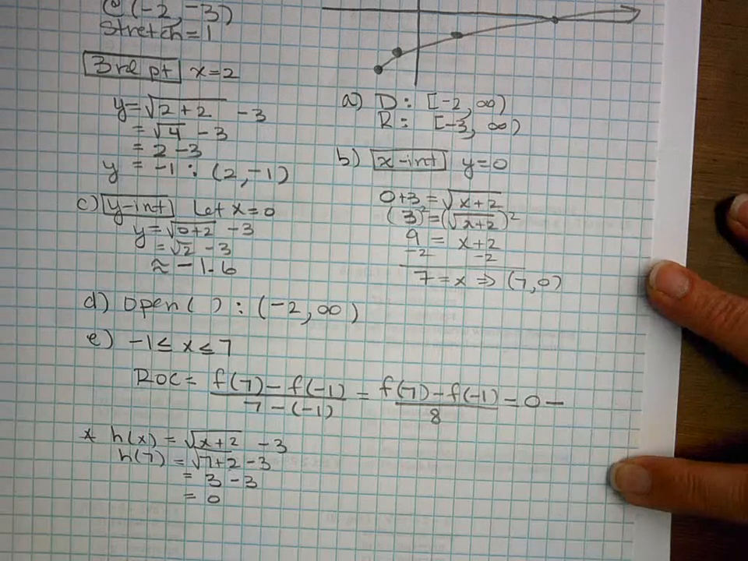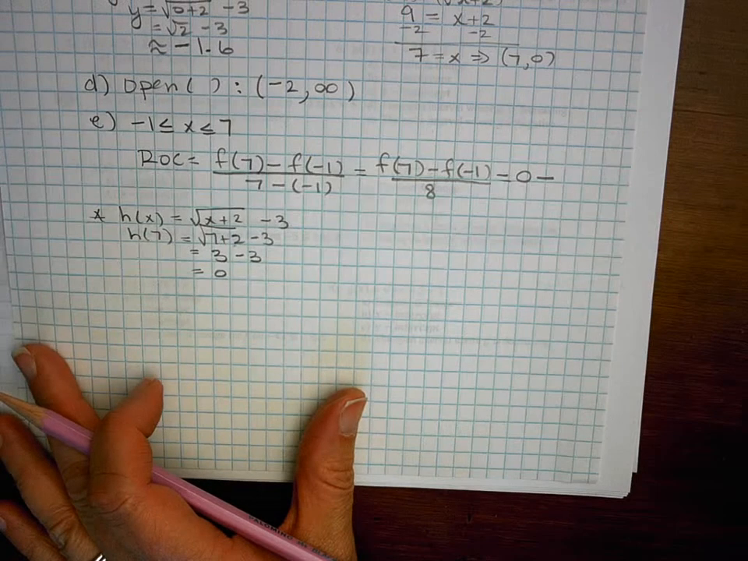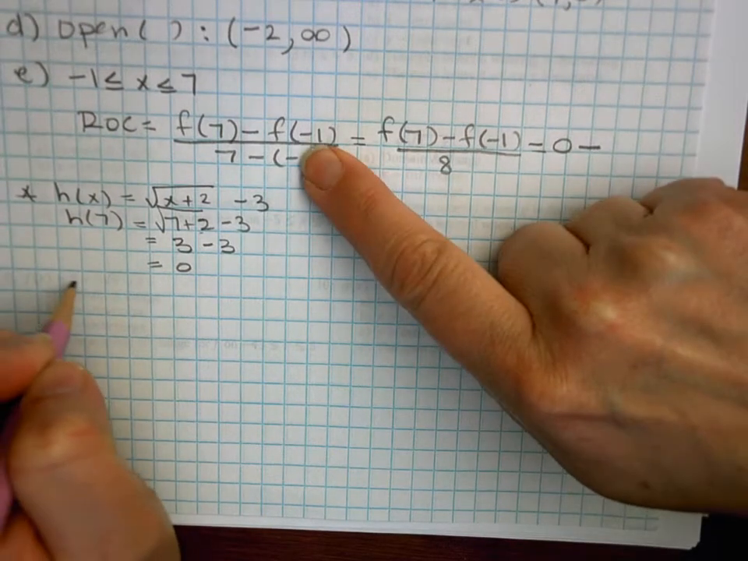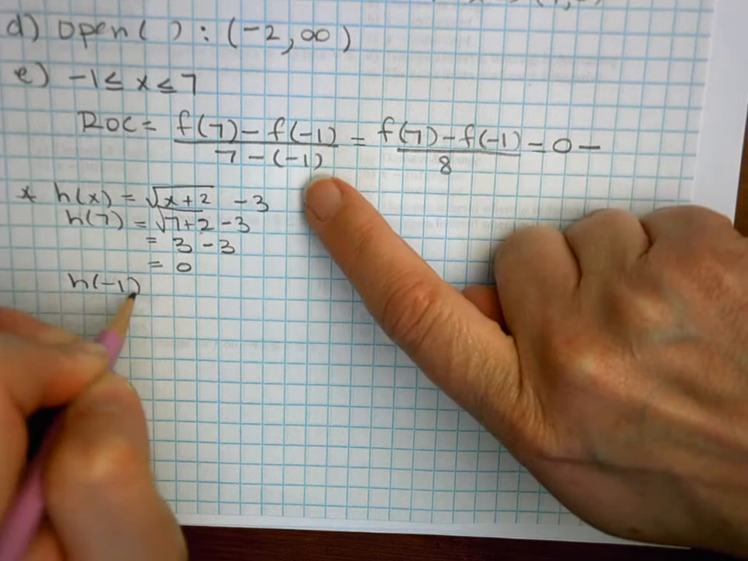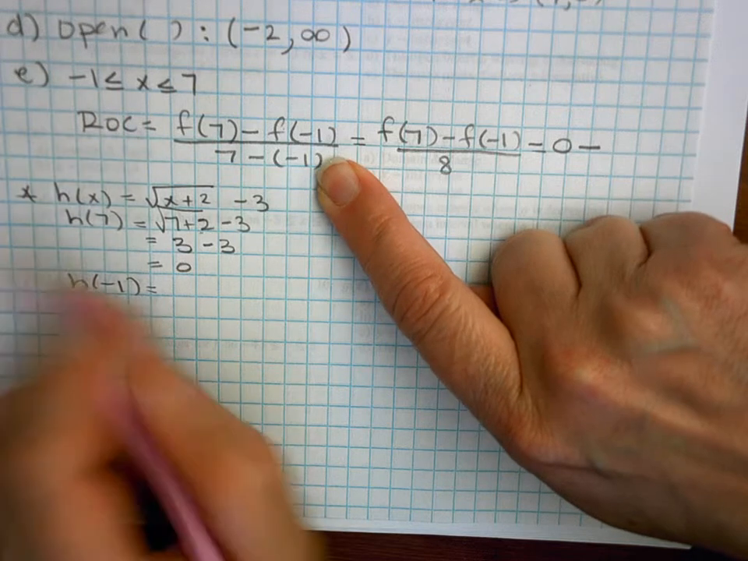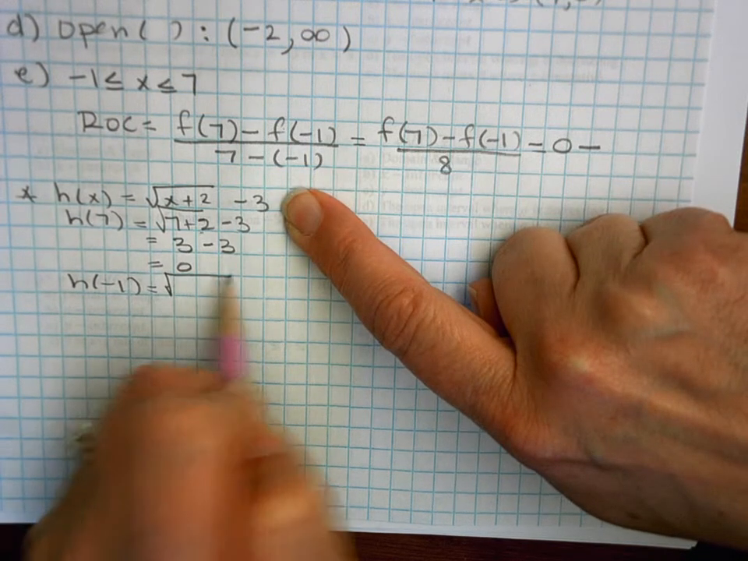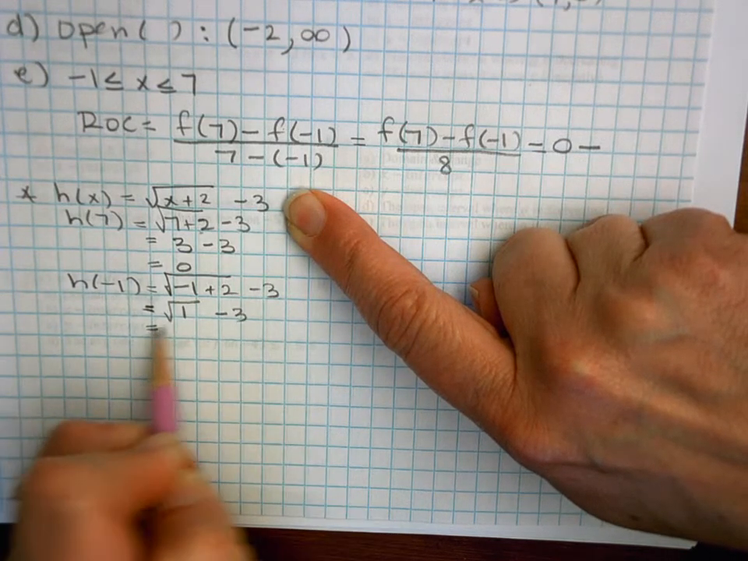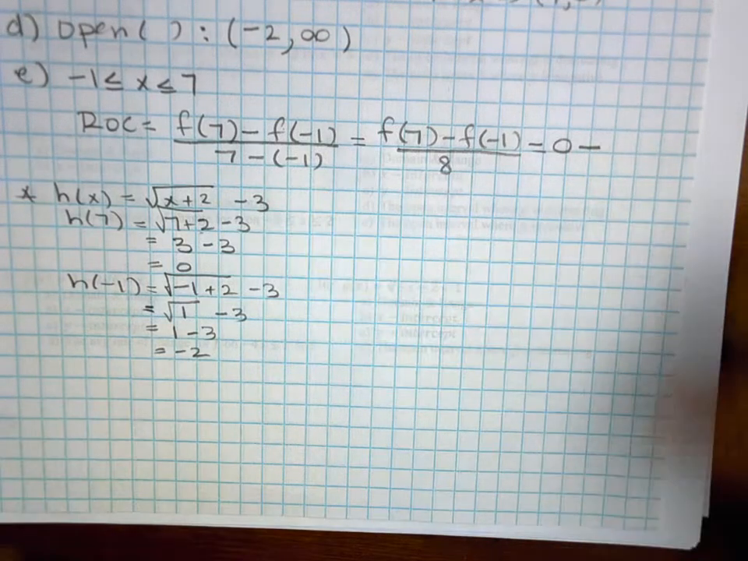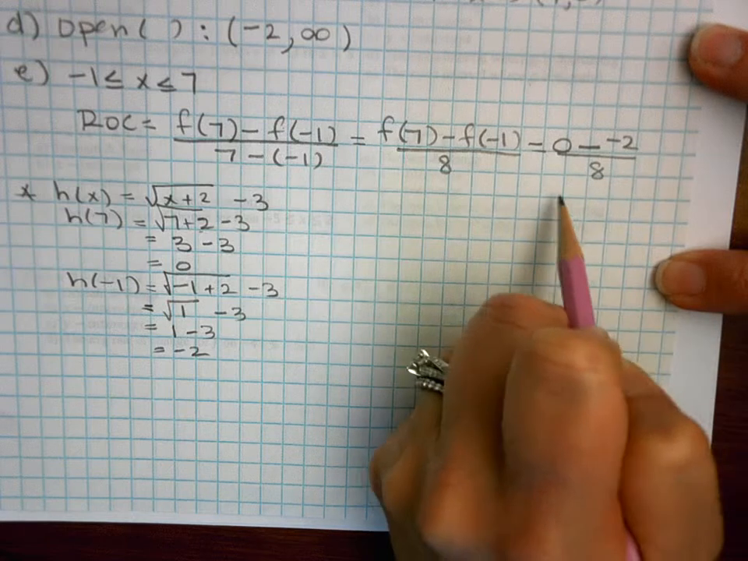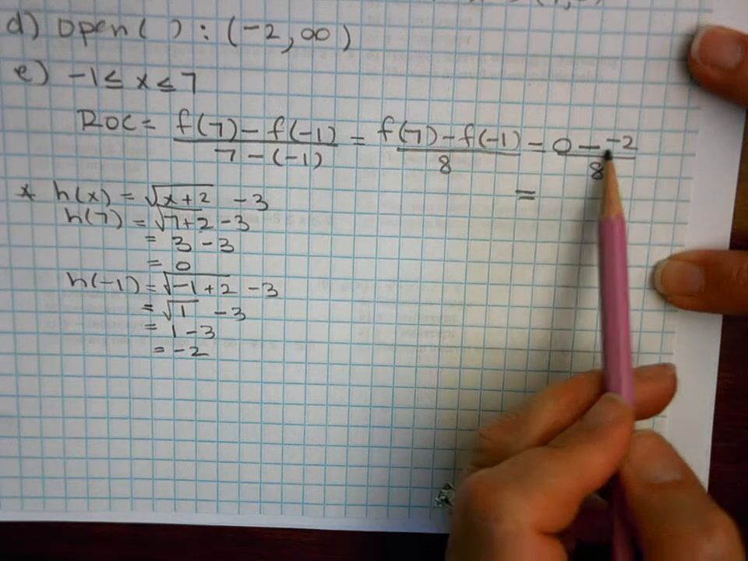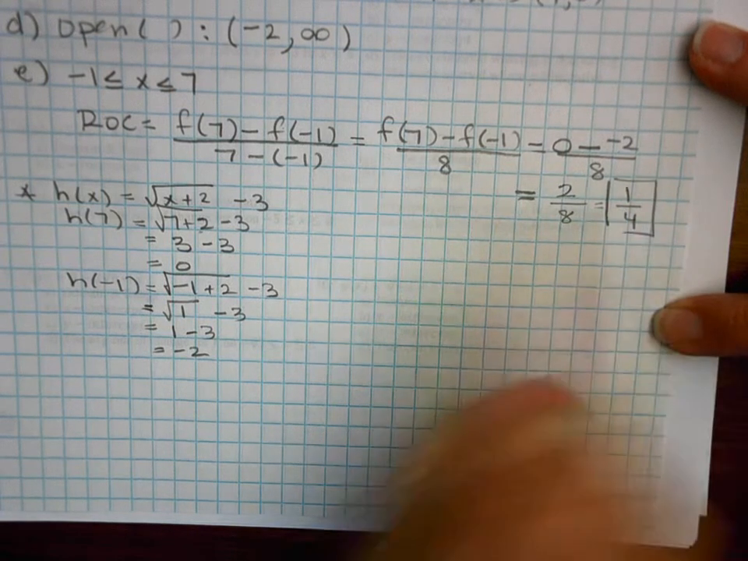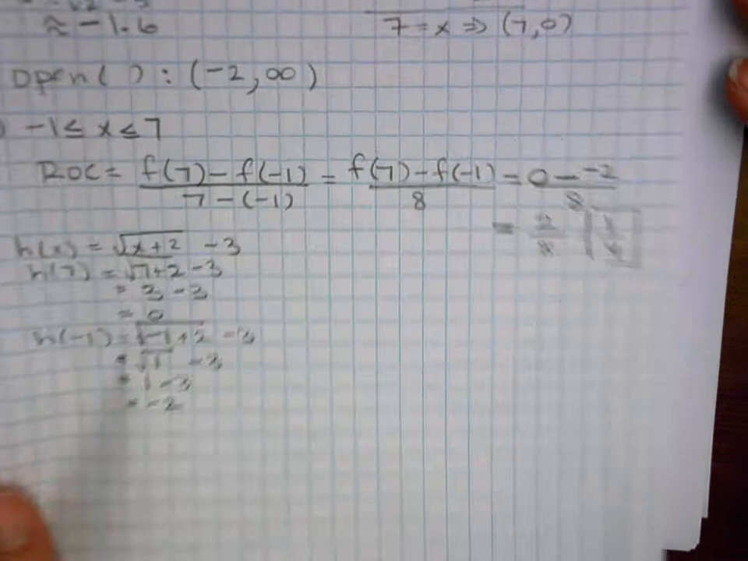And then I'm going to do the same thing again with negative 1. So now I'm going to find h of negative 1. I know I used f here, but my function was h, so technically these should be h's. And so now I'm going to use the same equation again and replace x with negative 1. So negative 1 plus 2, square root of 1 is 1, and 1 minus 3 is negative 2. So then I have 0 minus negative 2, so 0 plus 2, and then all over 8, and so 2 over 8 is 1/4. And then there's my average rate of change. And that was the last of that one. And there's number 3.